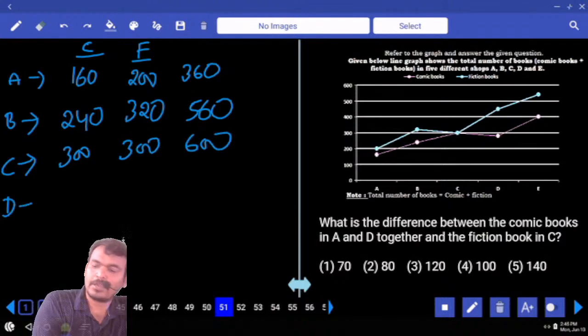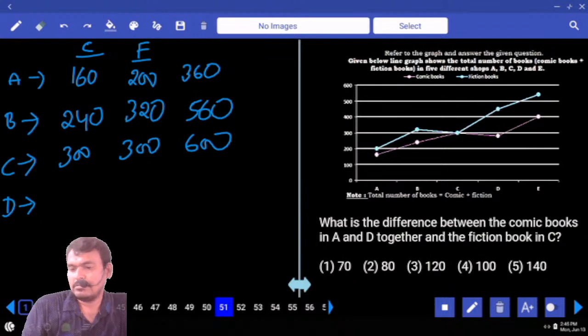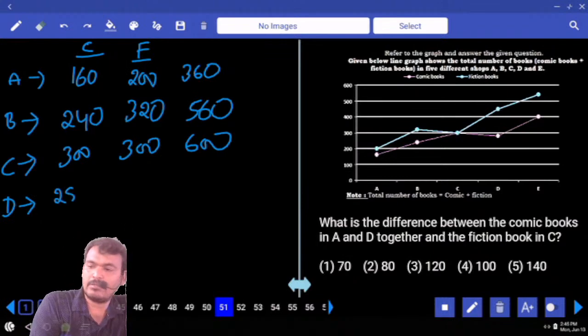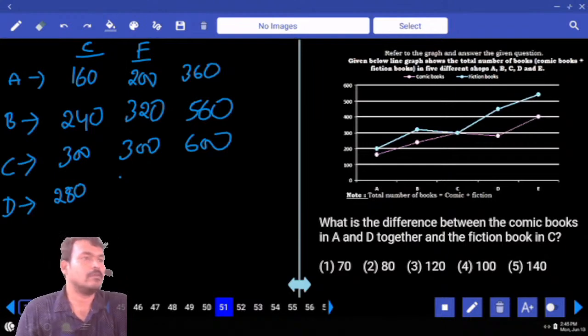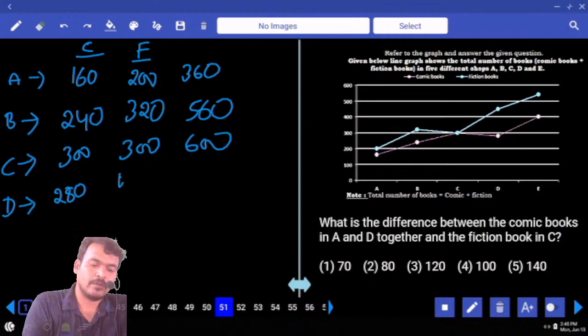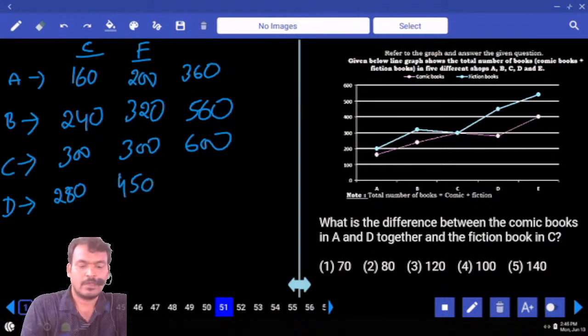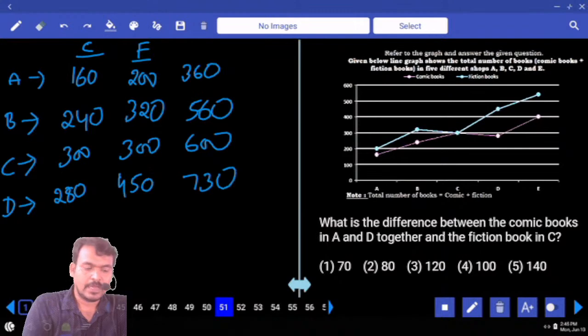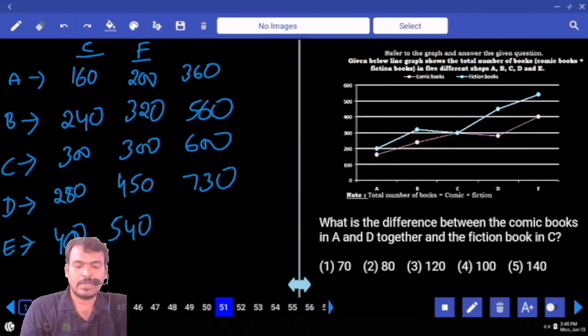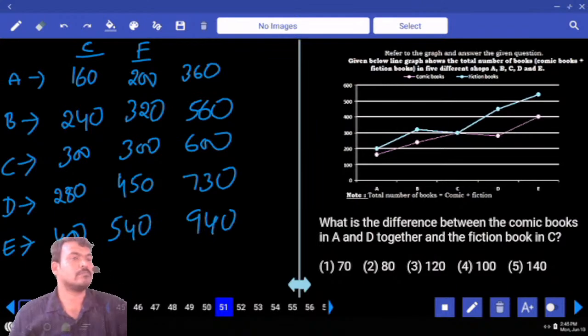Next, bookshop D, comics are 280, fiction 450. In between 440 and 460 means it is 450. 280 plus 450 is 730. Next bookshop E. 400. 540. Total it is 940 or not?